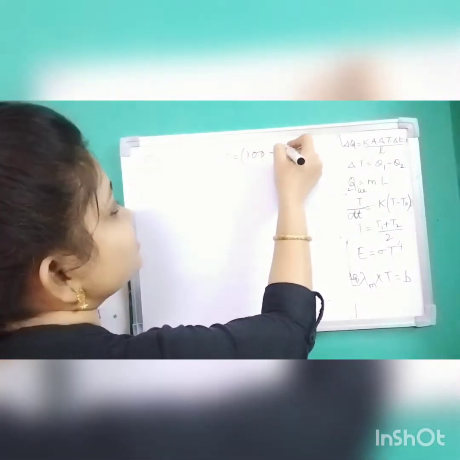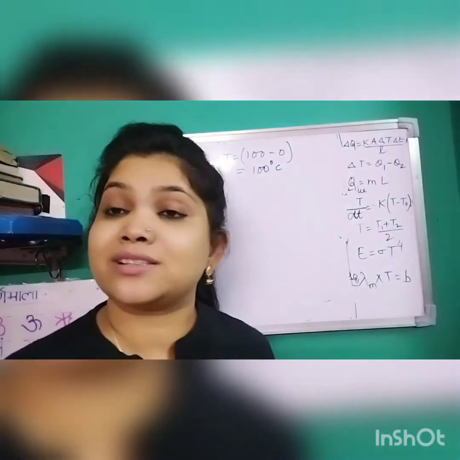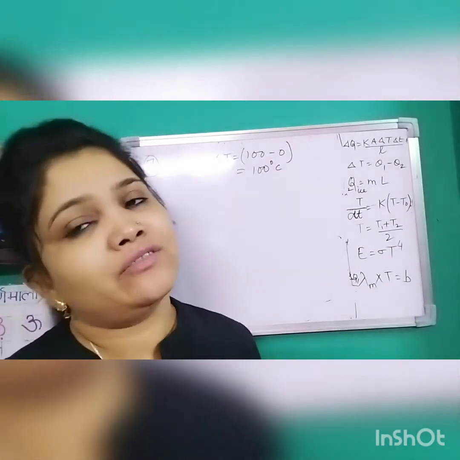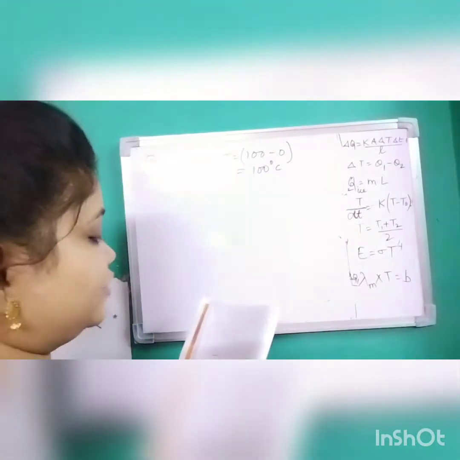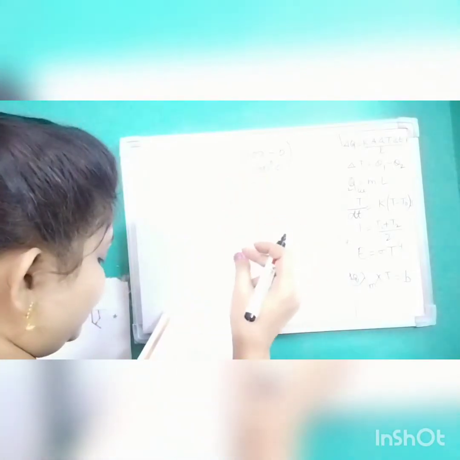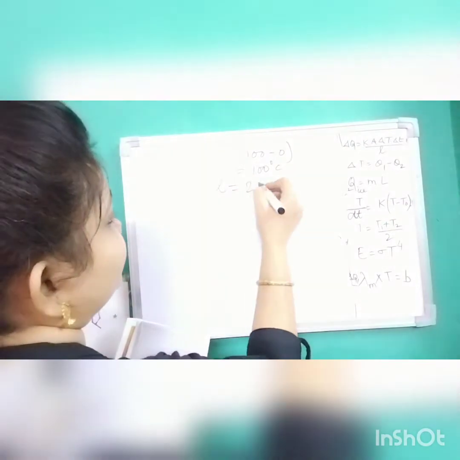100 minus 0, that is 100 degrees centigrade, because the higher temperature is 100 and the lower temperature is 0. So delta T is 100 degrees centigrade. Next, each side of the cube is 2 centimeter. That means L is given as 2 centimeter.